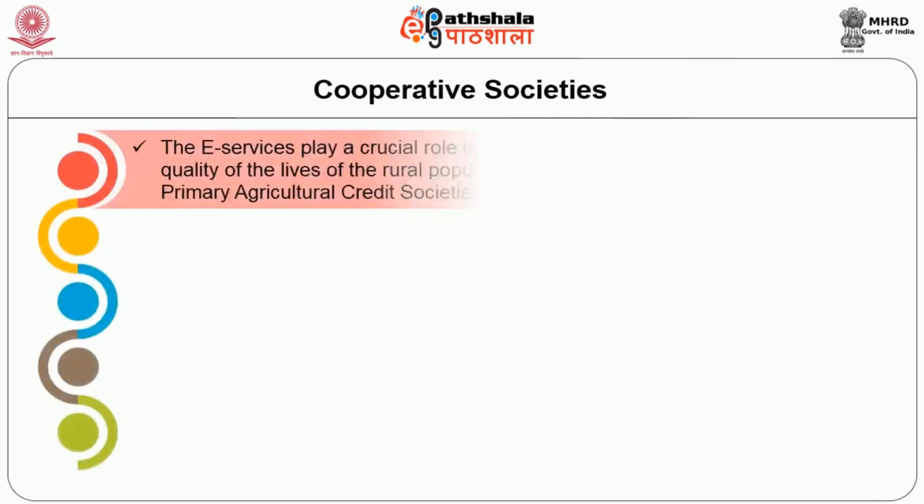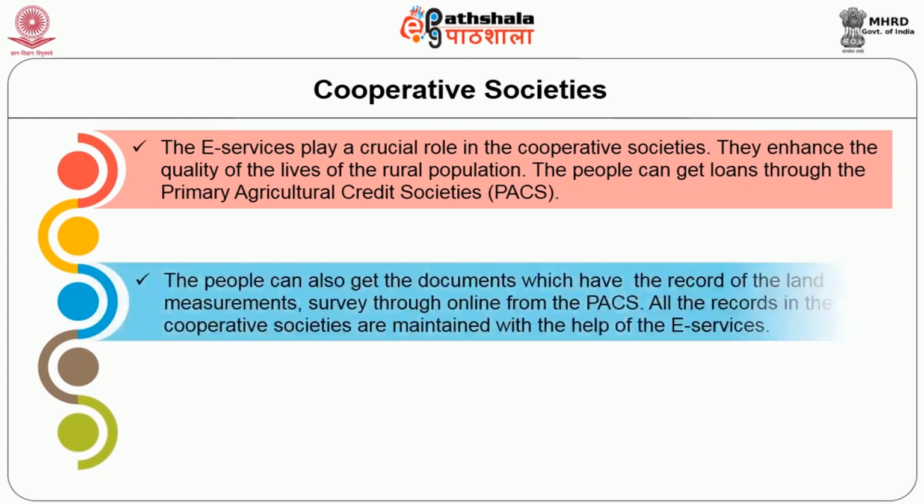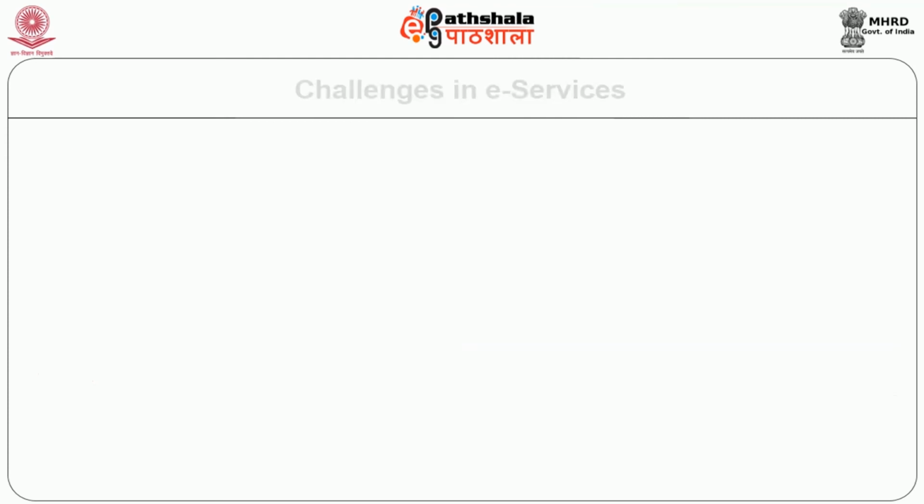Cooperative society. E-services play a crucial role in the cooperative society. They enhance the quality of life of the rural population. The people can get loans through the primary agriculture credit society. The people can also get documents which have records on land measurements and survey online from the PACS. All the records in the cooperative society are maintained with the help of e-services. Therefore, e-services play an important role in the cooperative society. Thereby, they help in the development of the rural population.